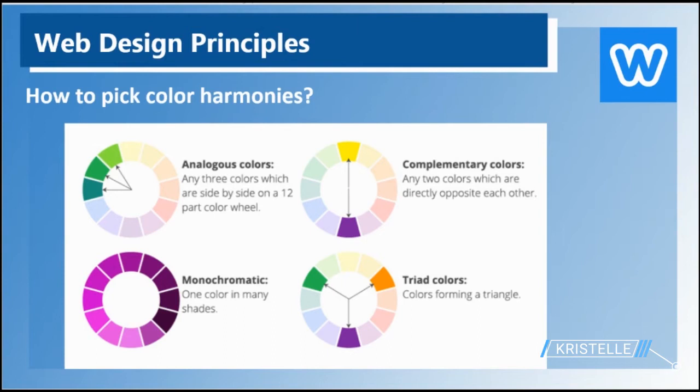What is analogous color? Any three colors which are side by side on a 12-part color wheel. Monochromatic: one color in many shades. Complementary colors: any two colors which are directly opposite each other. Triad colors: colors forming a triangle in the color wheel.